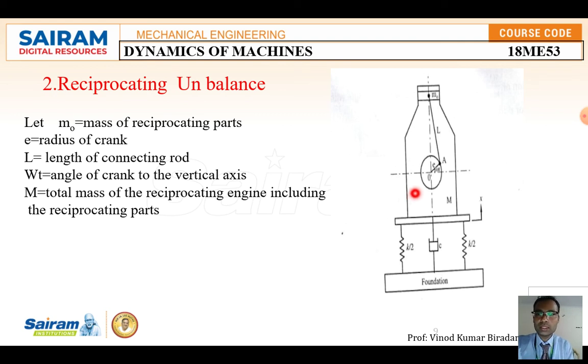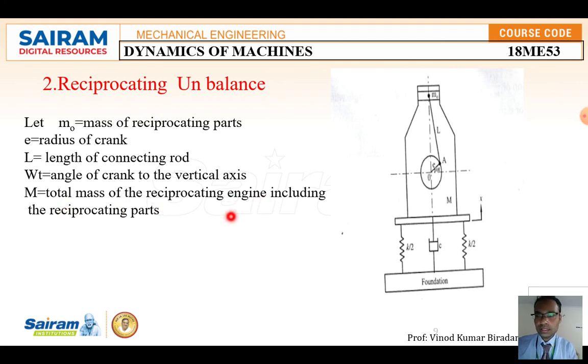Let m naught be the mass of the reciprocating parts, e the radius of the crank, and l the length of the connecting rod. Omega t is the angle of the crank to the vertical axis, and m is the total mass of the reciprocating engine including the reciprocating parts.